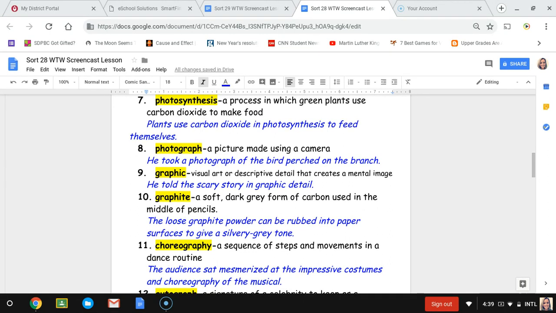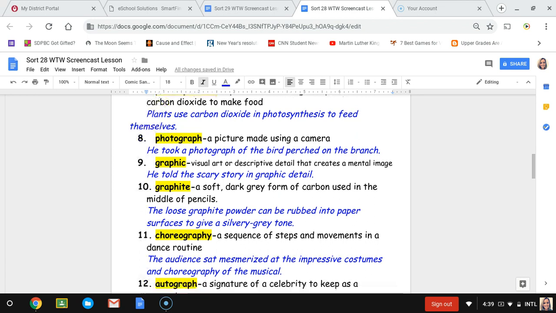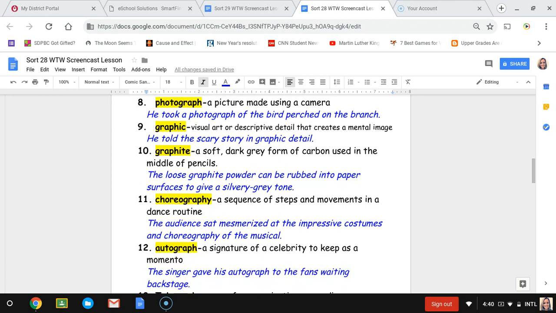All right, number 9, graphic. Graphic is visual art or descriptive detail that creates a mental image in your mind. So the sentence that I have for graphic is, he told the scary story in graphic detail, meaning that he told extra details that kind of made it probably more scary or more gruesome, and created that visual image in their mind.